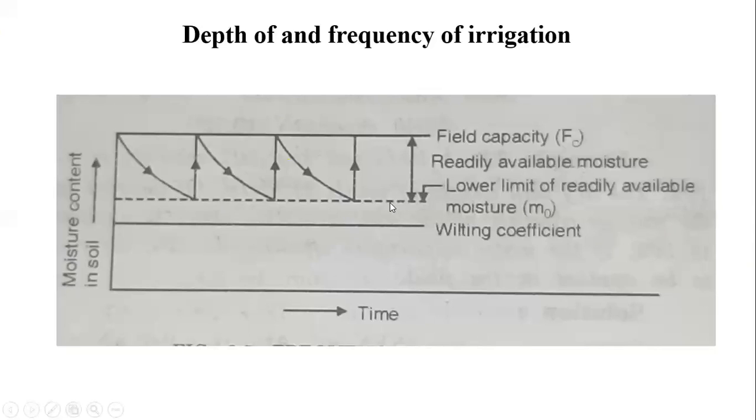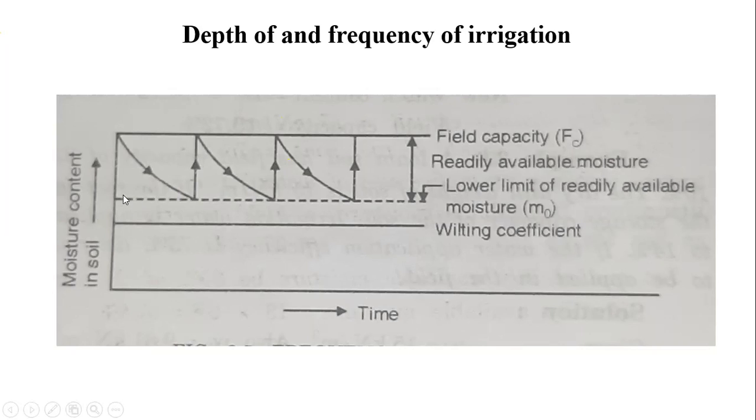Optimum moisture content is nothing but the available moisture between the field capacity and wilting coefficient. Out of that, the 75% moisture we are considering as readily available. So that readily available moisture content is considered as MO. It is the lower limit of the readily available moisture. This is the upper limit, the field capacity only. When the readily available moisture content reaches the optimum moisture content, or the lower limit of readily available moisture, then we have to start the irrigation.